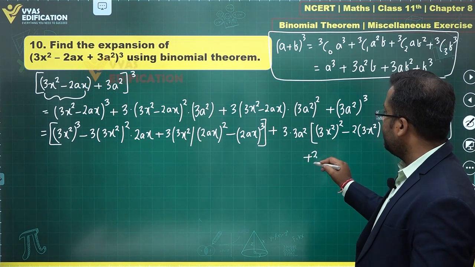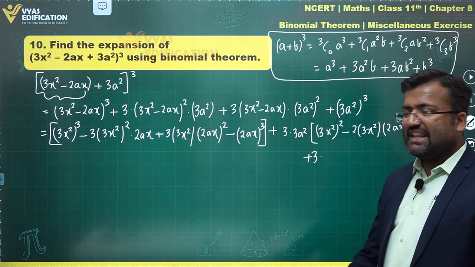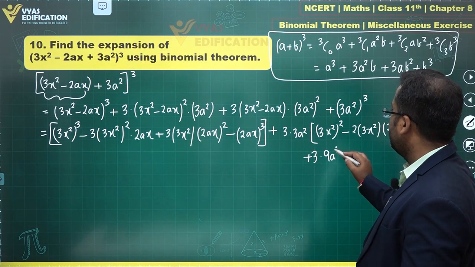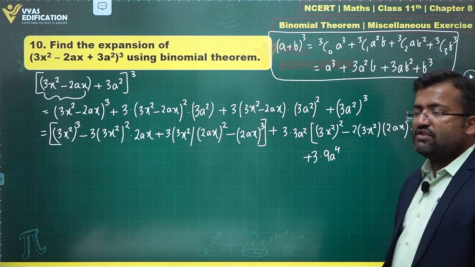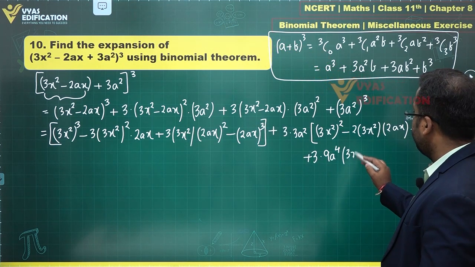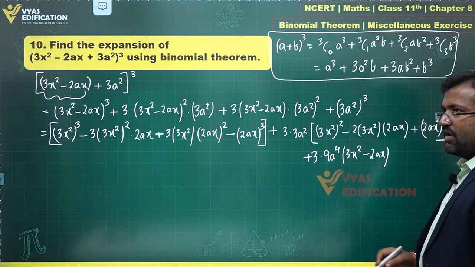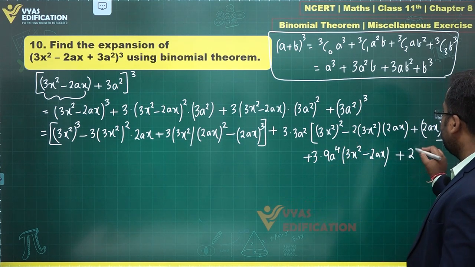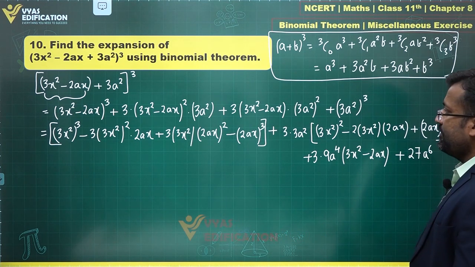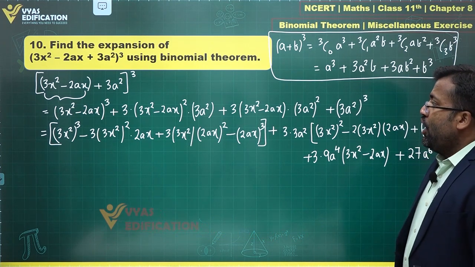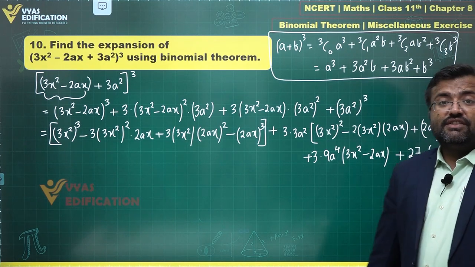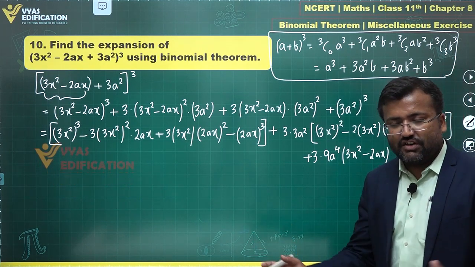This is 3 times 3a square whole square, which is 9 times a power 4. Then you have 3x square minus 2x in the bracket. Let's write that also. And this is 3a square power 3, which is 3 power 3, 27, a power 6, is what I'll be getting. Now the only thing which remains is simplification and addition of like terms.